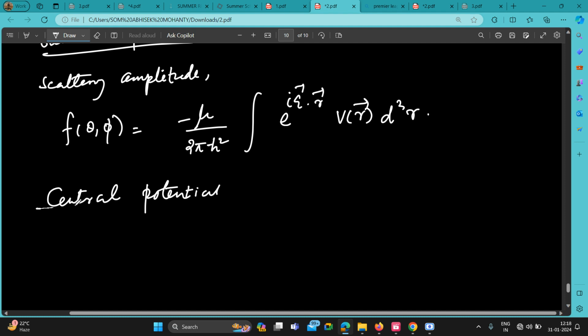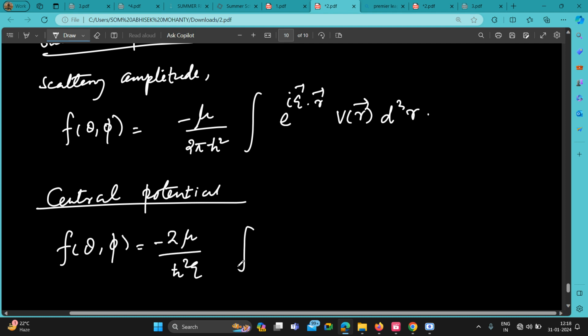For a central potential, the scattering amplitude f(theta, phi) is minus 2 mu by h cut square q times the integral from 0 to infinity of r V(r) sin(q r) dr. So these are the two formulas. Also, there is a trick formula here.